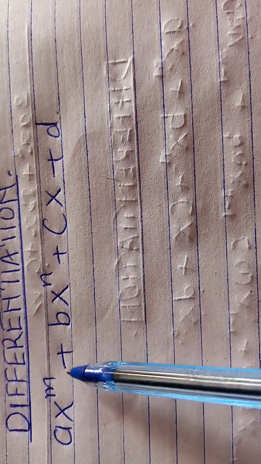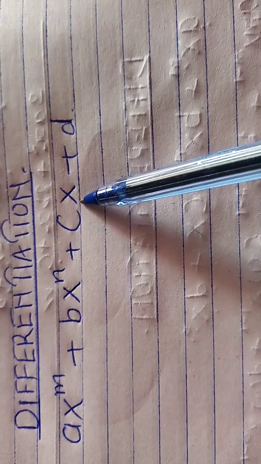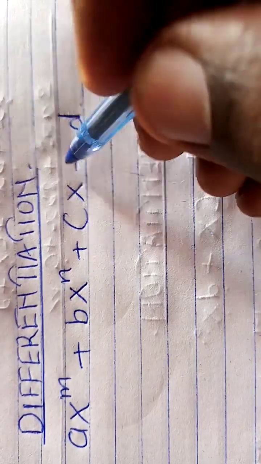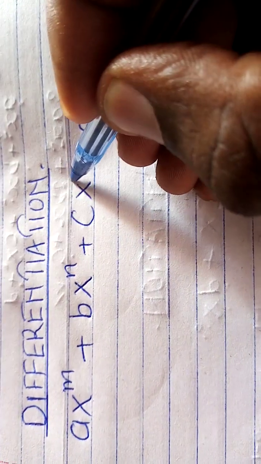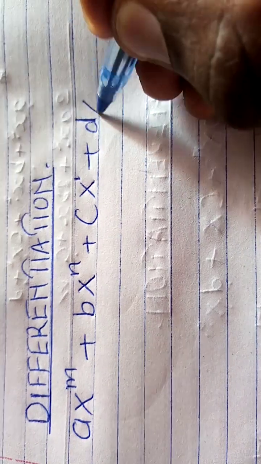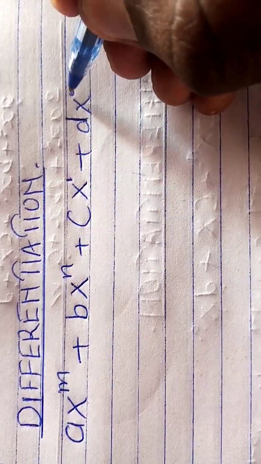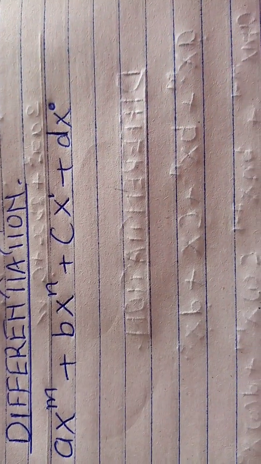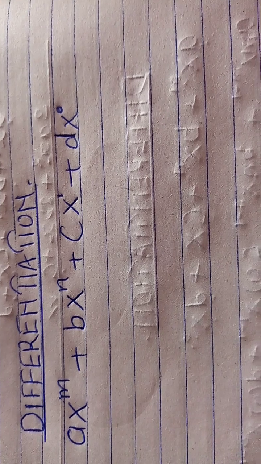The first thing, let me write this x raised to 1, because when it's raised to 1 we don't write it as 1, but let me write it here first. And on this d I can write d x raised to 0, because any number raised to 0 is 1. So this is how you go about it.